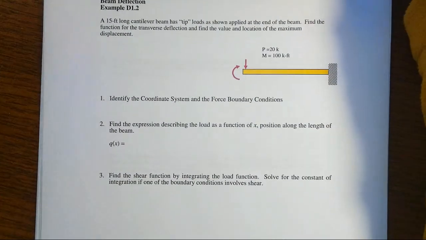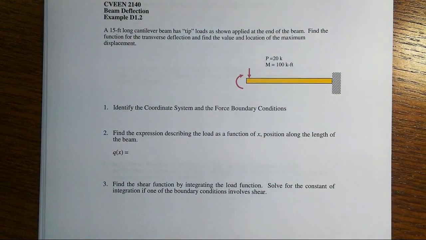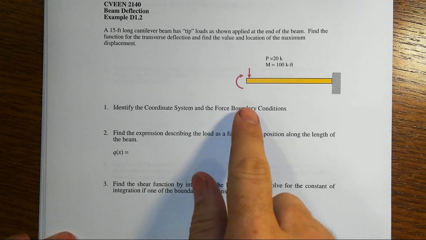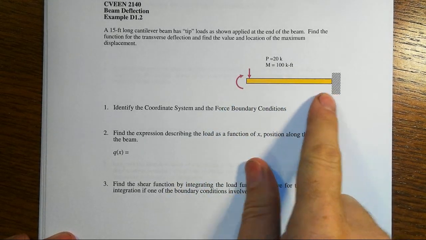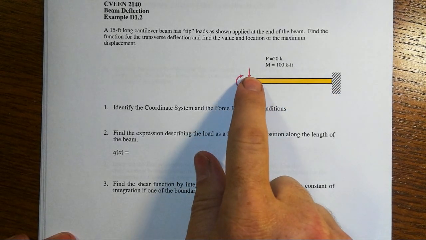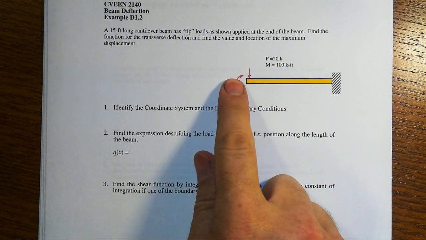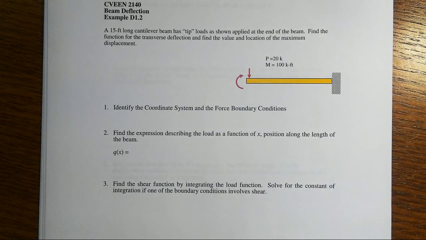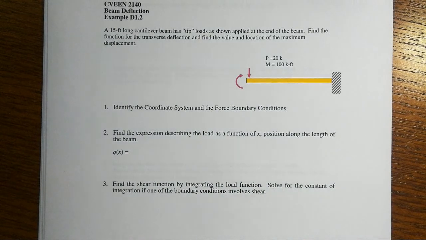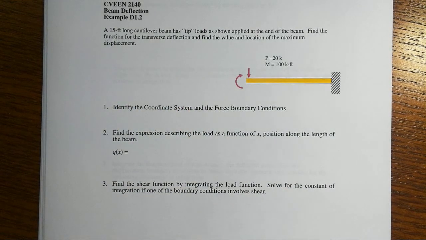Alright, in this next example of finding the expressions for the beam deflection, we have a couple of things going on here. With this cantilever beam fixed at the right end, we have an applied load of P equal to 20 kips downwards out here at the left, and an applied moment of 100 kip-foot, again right here at the end of this 15-foot long cantilever beam. We're trying to find the transverse deflection and then maybe the value and location of the maximum displacement, whatever that's supposed to mean.